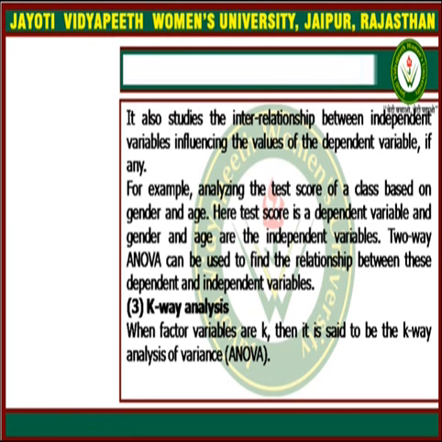And the third ANOVA is called K-way analysis, that means factorial analysis. When the factor variables are K, meaning more than 2, then it is said to be K-way ANOVA, K-way analysis of variance.